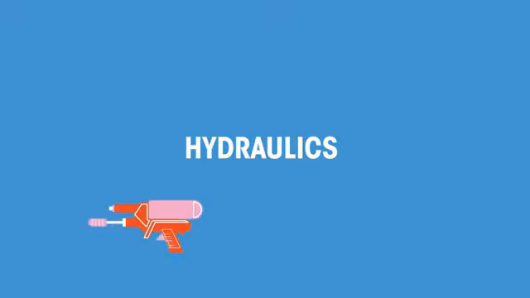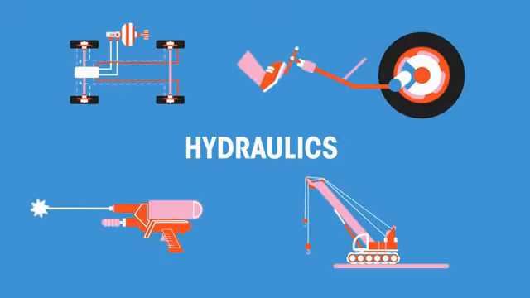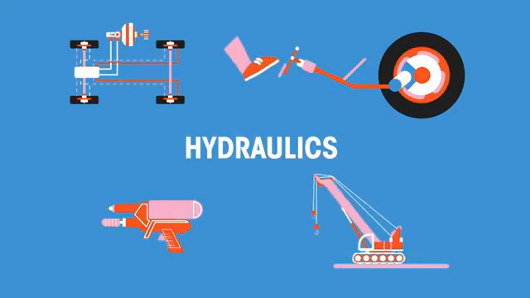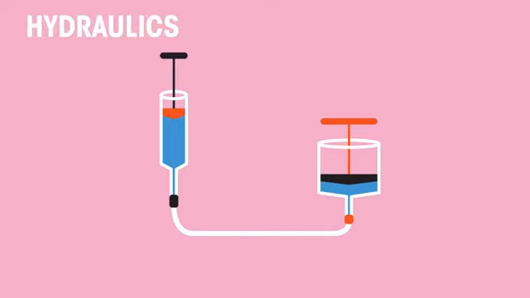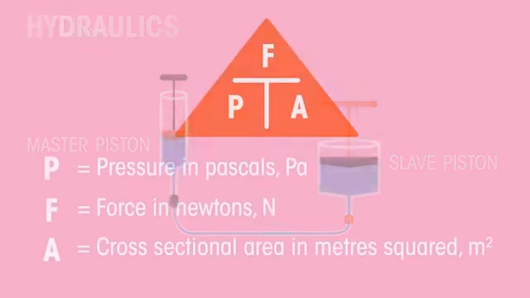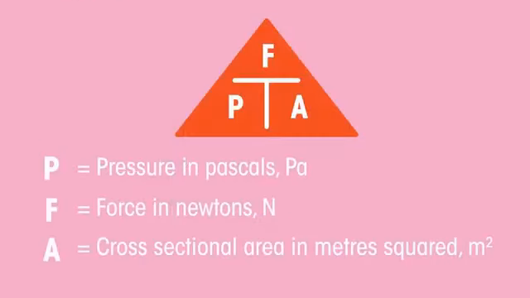Technology using moving liquids is known as hydraulics, which is where the water pistol, cranes, and car brakes come into play. They all use hydraulics. Hydraulic systems consist of two pistons, a master piston, where pressure is applied, and a slave piston, which the pressure is transmitted to. Let's look at an example of how a system multiplies pressure. Remember, pressure is calculated using this equation.